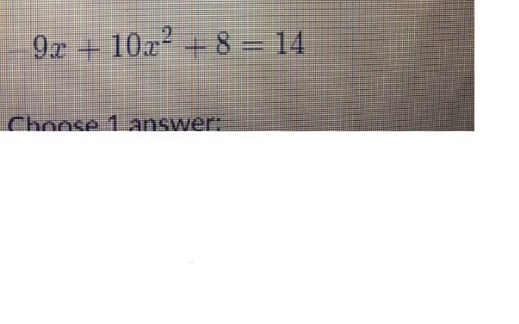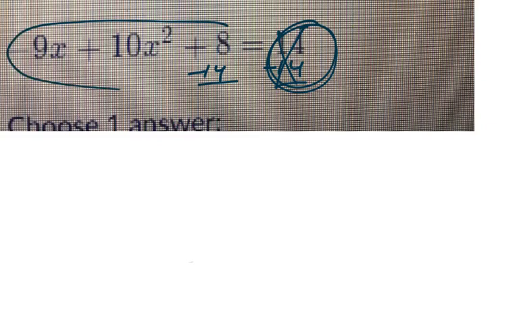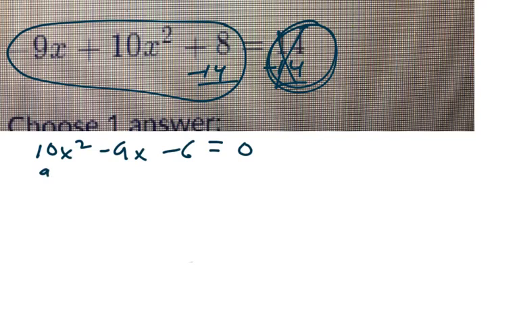So guys, what's wrong again is I got to get it equal to 0 on the right. So I'm going to minus 14 both sides. I now have my 0 on the right. What is all of this? Putting it in order, it's 10x squared minus 9x minus 6 equal to 0, right? My A is 10, my B is negative 9, my C is negative 6.